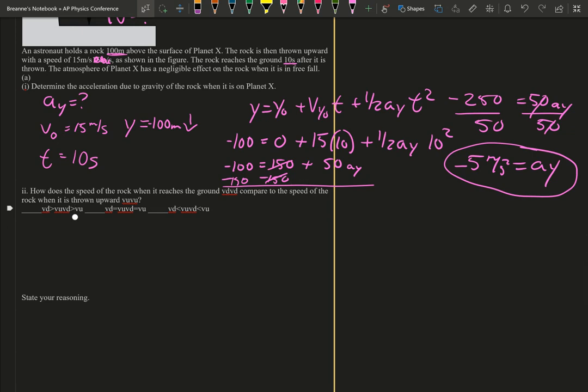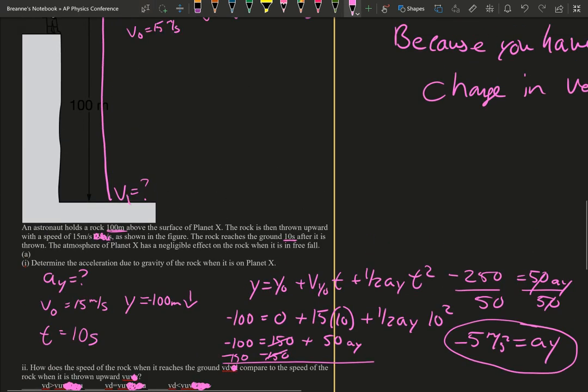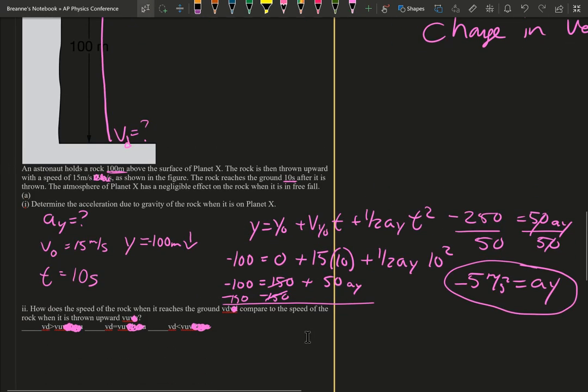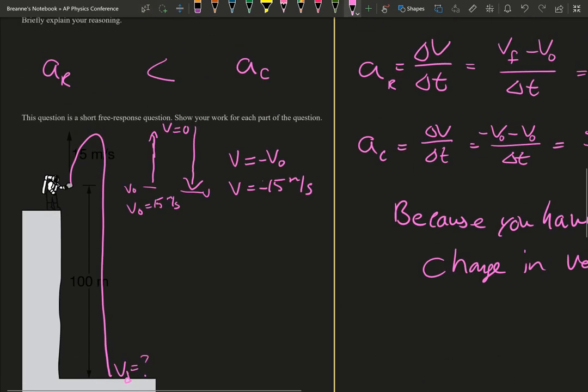Okay. Take away the doubles real quick. I don't know why it doubles when I copy and paste it over sometimes. There we go. So how does the speed of the rock when it reaches the ground, so at VD, they're calling this VD, compare to the speed of the rock when it's thrown upward, VU? So instead of V naught, they're calling this VU.